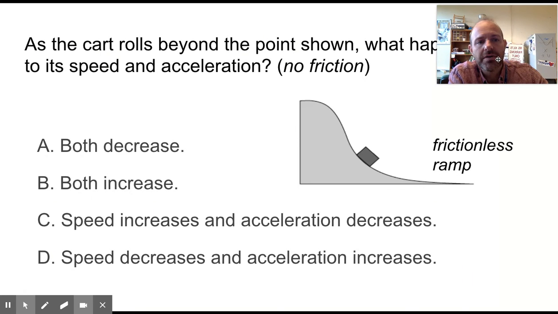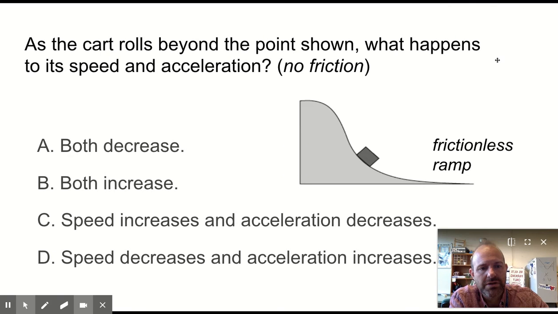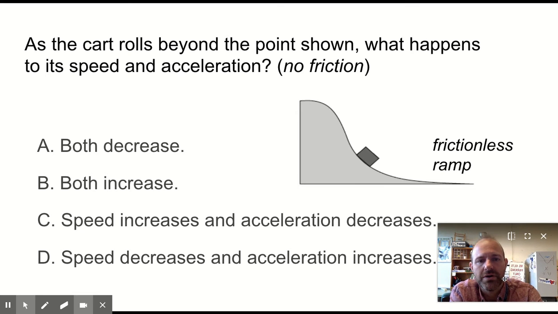The other scenario I wanted to look at is if the cart rolls beyond the point shown. It already came down the hill, and now it is going to be sliding on the last lower piece. As that happens, with no friction, just free to slide, are the speed and acceleration both going to decrease, both going to increase, or will speed increase but acceleration decrease, or the opposite, speed decreases and acceleration increases? Again, write those down.